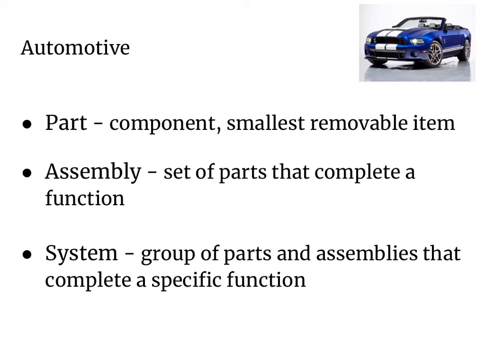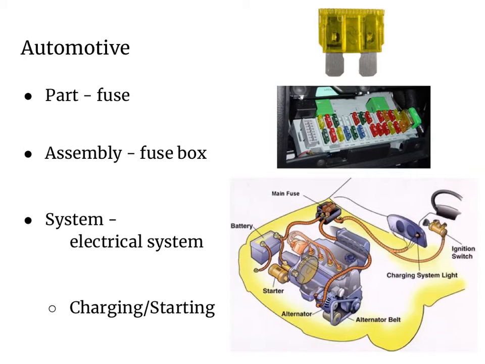Here are some definitions that you should remember. A part is a component or the smallest removable item on a car. An assembly is a set of parts that complete a function, and a system is a group of parts and assemblies that complete a specific function. It's also good to know some examples of these to help you remember. As we said, in an electrical system, one of the parts would be a fuse, one of the assemblies would be a fuse box, and the electrical system is made up of a variety of parts and assemblies to do its job, which is to charge and start the car.